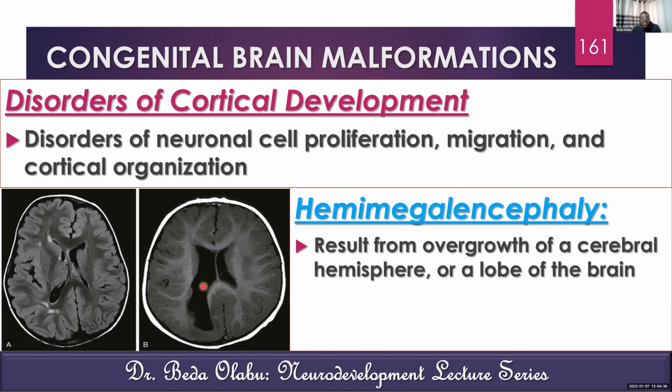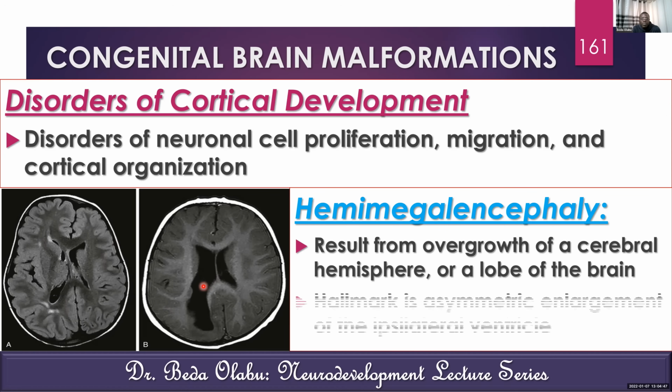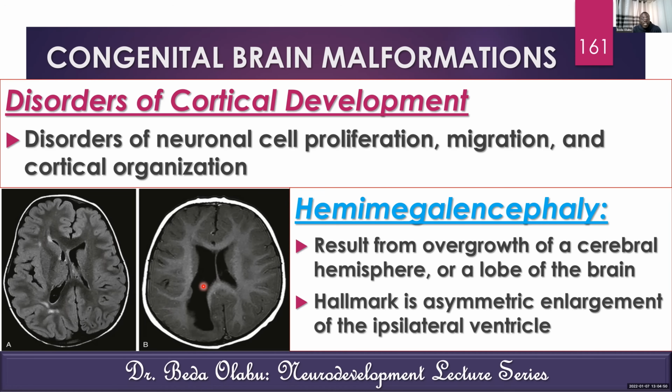So this one results from overgrowth of one of the hemispheres or one of the lobes of the hemisphere. The hallmark is asymmetric enlargement of the brain, including its ventricle. So when you have asymmetric enlargement of a ventricle, you start thinking of hemimegalencephaly. Remember, enlargement of a ventricle would be called hydrocephaly. So you need to understand, when you have ventriculomegaly, what is the context of that ventriculomegaly?